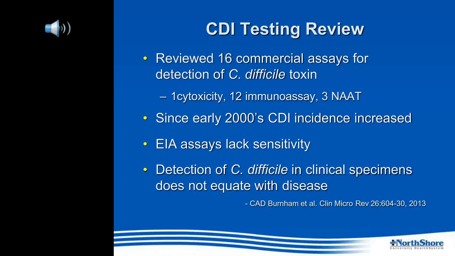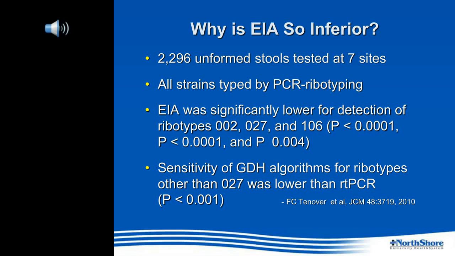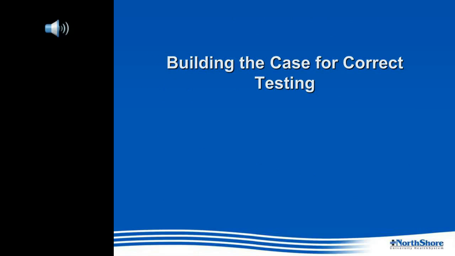So when looking at a sensitive method for detection of Clostridium difficile, the GDH has generally been found to be under 90% sensitivity. And then we started looking at all of the tests together, and this is a nice review in Clinical Microbiology Reviews from 2 years ago, again coming up with EIAs lacking sensitivity, and detection of C. difficile in clinical specimens alone does not equate with disease. Why is EIA so inferior? Fred Tenover published a nice paper a few years ago showing that EIA lacks sensitivity for some of the ribotypes. So as C. difficile changes, we may see more and more reduction in EIA.